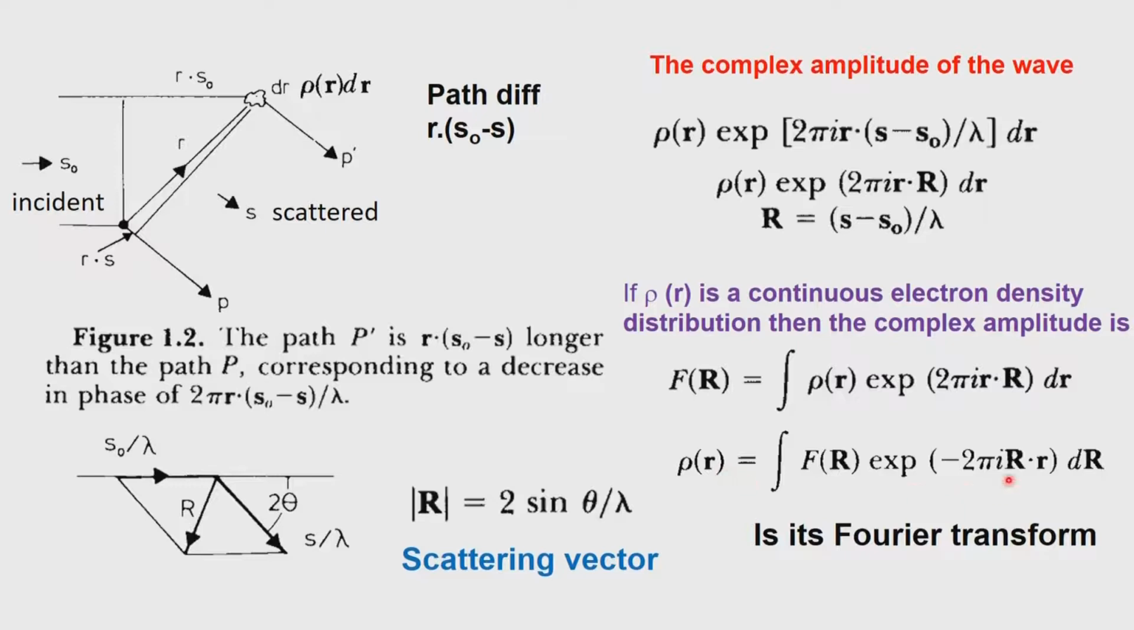It is also indicative that if we know rho of r, the electron density distribution, where the atoms are sitting and so on, we can easily calculate the quantity F of R, the whole thing can be calculated. So, if we know the structure, we can get the structure factor. If we know the structure factor, in principle we should be able to get the electron density. The only catch here is that we need to find the phase.